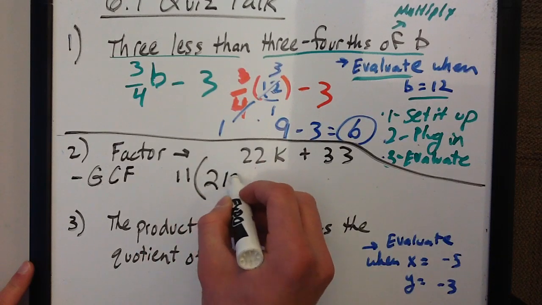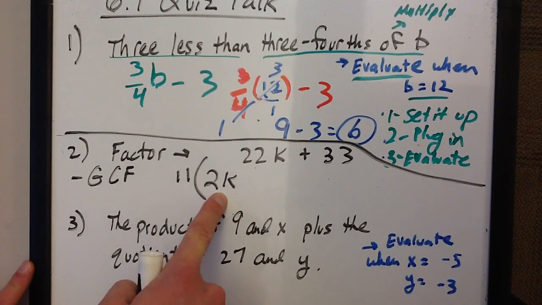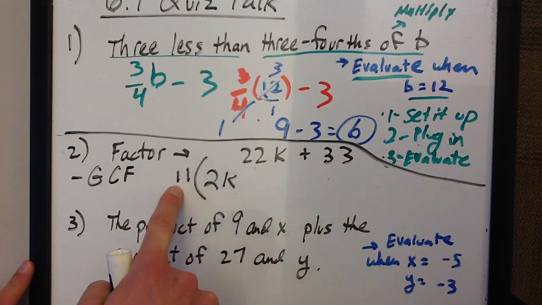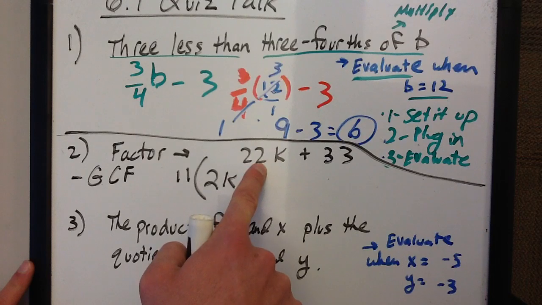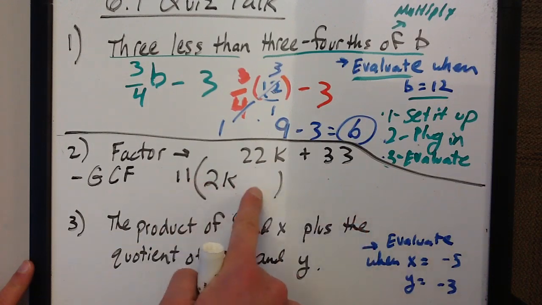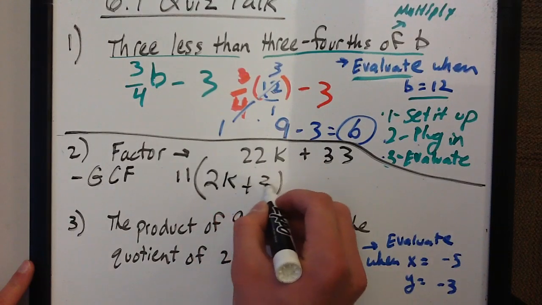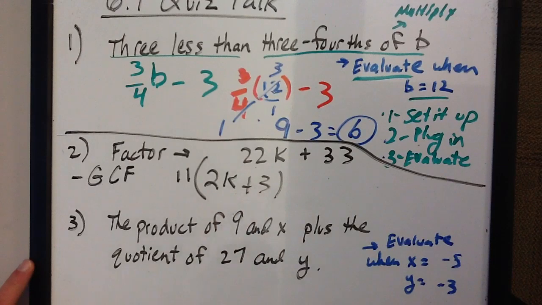And then I have to have a variable k, right? Because when I multiply this number 11 times 2k, I need to end up with that. 11 times 2k would be 22k. Now I think about 11 times what? 11 times what would give me 33? Well, that's 3. And since that's a positive 3, I'm going to put plus 3.